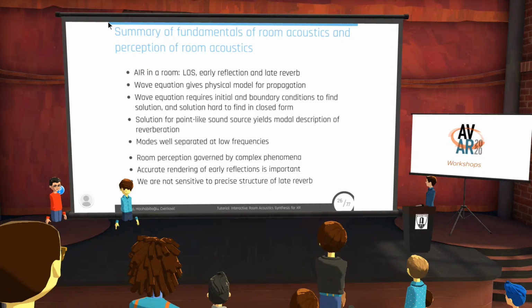So in summary, for this little portion talking about different aspects of how we perceive sounds in rooms, we talked about the constituent parts of a room impulse response. We briefly mentioned how waves propagate in air and the boundary conditions that determine its behavior in rooms. We discussed the modal description of reverberation and the importance of frequency modes, especially at low frequencies. And we talked very briefly about the most important perceptual phenomena that affect how we perceive sounds in rooms, as well as why an accurate rendering of early reflections is essential, while precise structure of late reverb is less important.